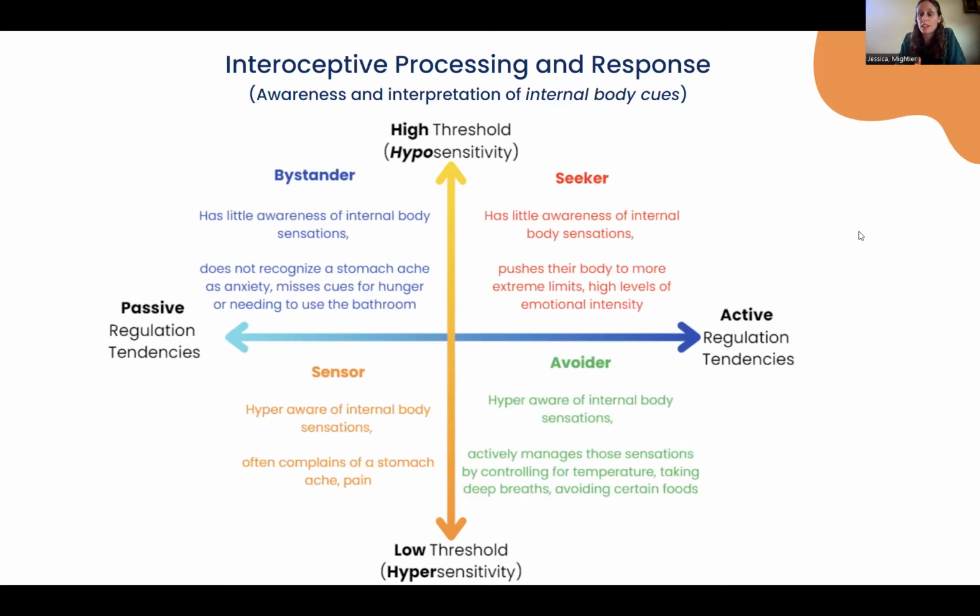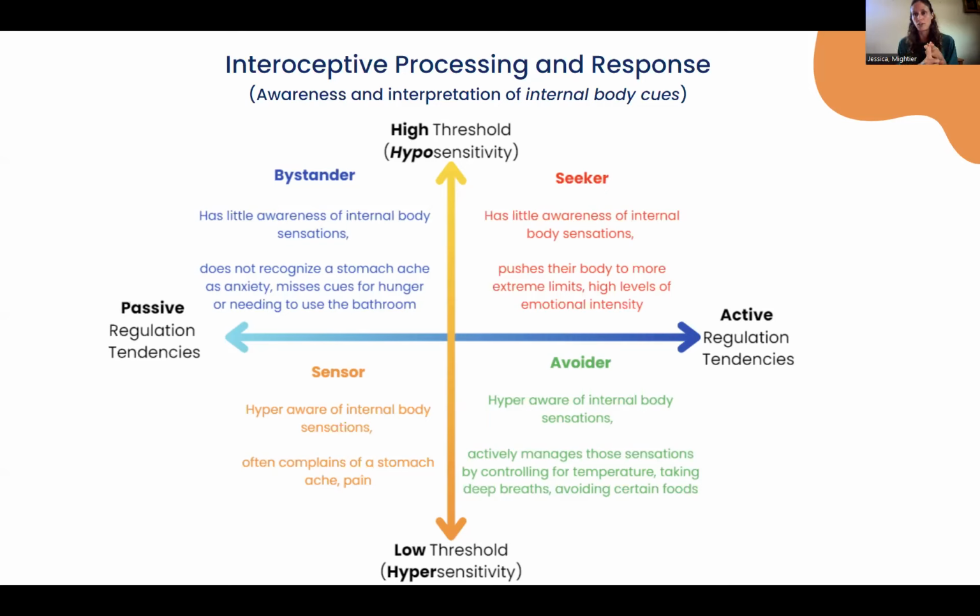We're going to talk about interoception. This is not a sense that is typically talked about. If you're a My Dear Family member, you may have come across our interoception skill pack, Signals from Inner Space, we called it. So interoception is your awareness and interpretation of internal body cues.